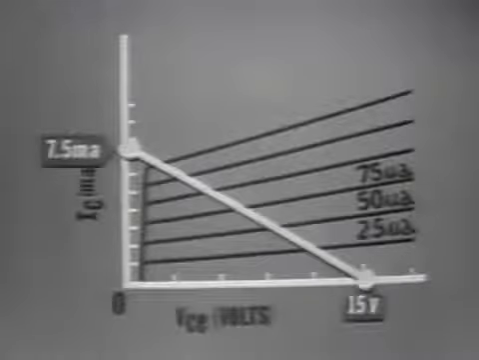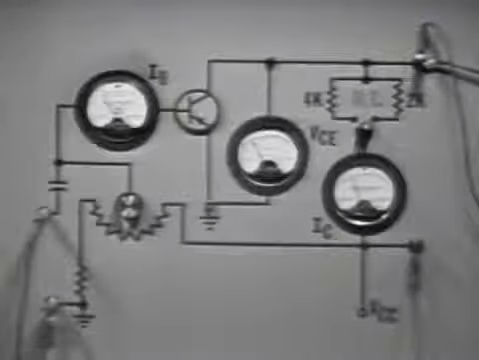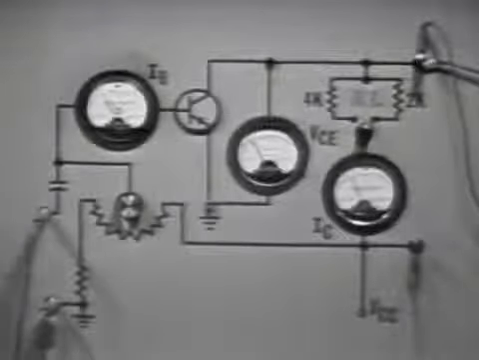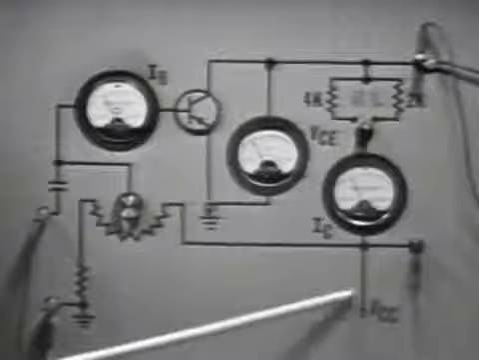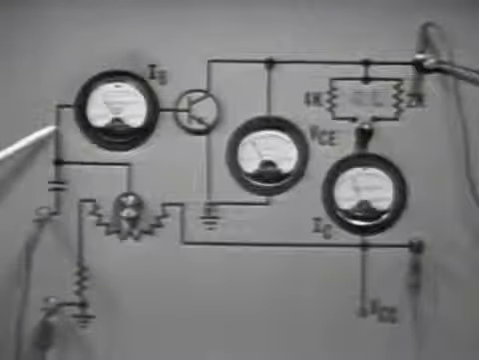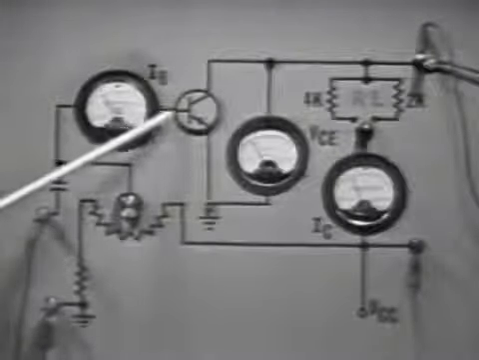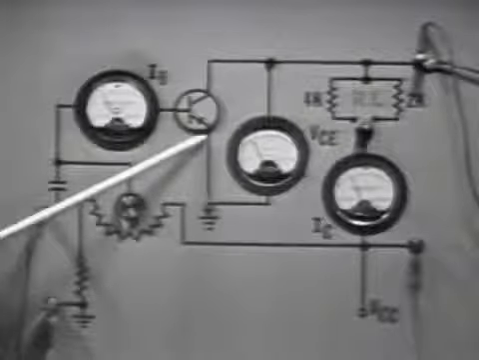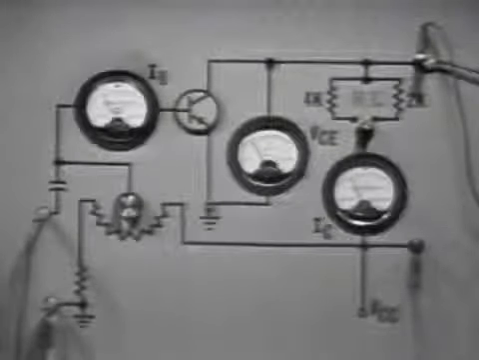The transistor's base current is going to determine the operating point. So let's first identify the base current path. Base current has a path from VCC through this variable resistor to a base current meter to a base to emitter resistance of 4K ohm to ground. The base current meter is reading 50 microamps.